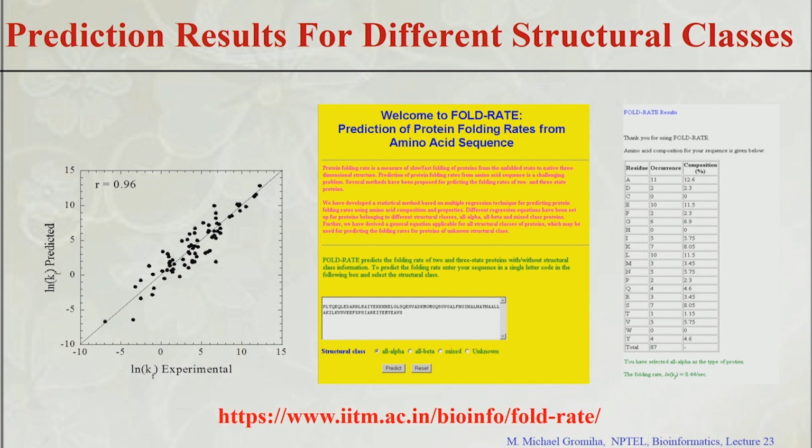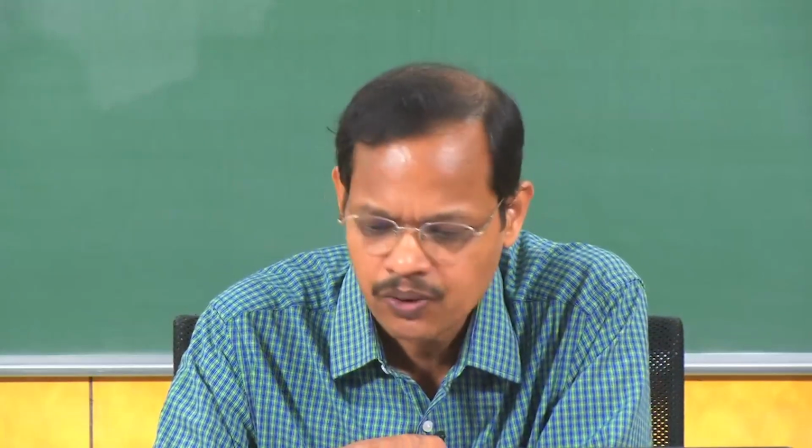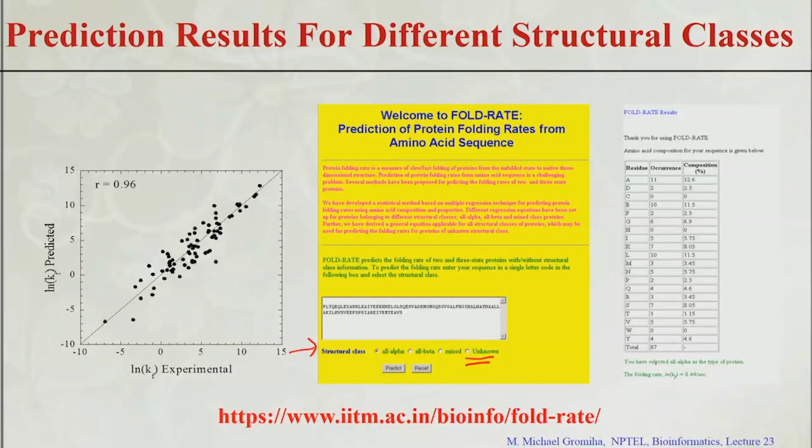Here it accepts the amino acid sequence in single letter code, and the important thing is that we need to give the structure class. If the structure class is unknown, it can still predict the folding rate, but the performance is not so good, and you have some limitations if you use unknown values. But if you know the structure class, whether it is all alpha, all beta, or mixture class proteins, then you can take the particular class and use the appropriate equation. For this all alpha protein, you can see it is 8.44 per second. If you look into these structures, how many structures are known in the PDB?